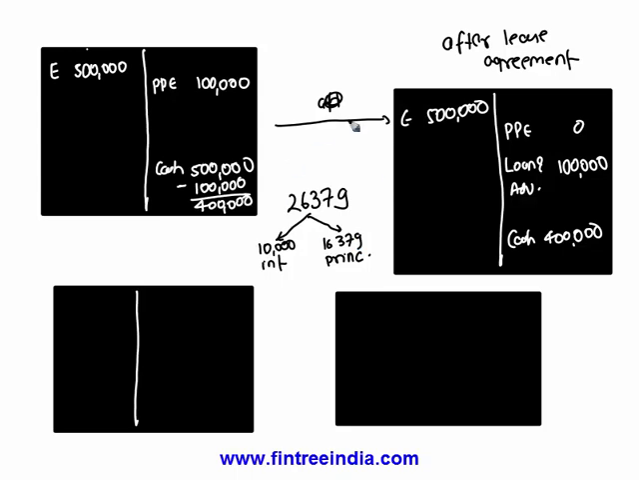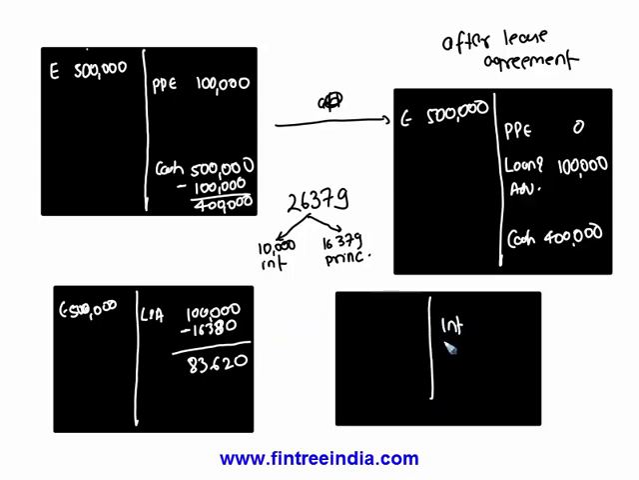Okay, so now see your balance sheet carefully. How will we pass this entry? Equity remains the same, 500,000. Then we have loans and advances. It was 100,000, but the lessee has paid back 16,379. Let me just round it off, 16,380 out of it. So since 16,380 principal is paid, how much are we left with? 83,620.